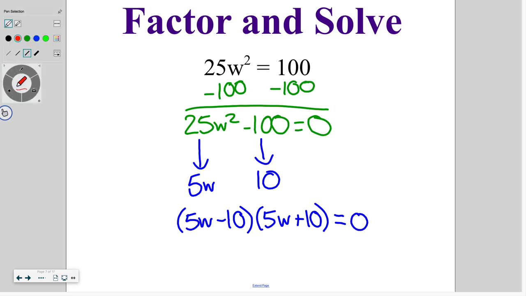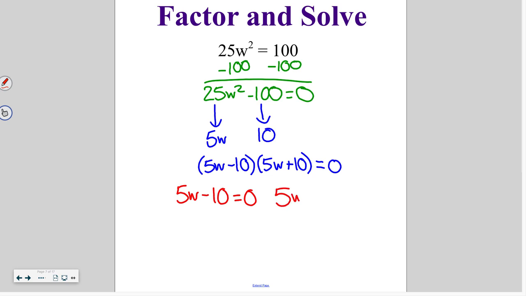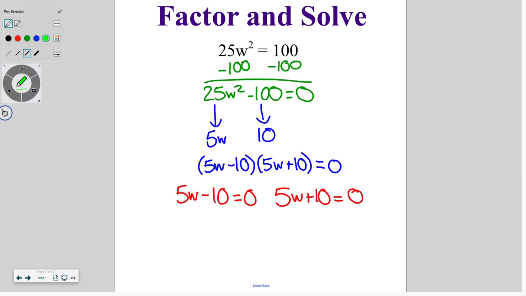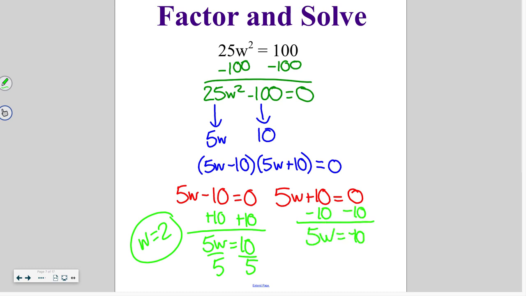Similar to section 3 and section 4 of this chapter, we're now going to set each piece equal to 0. So 5w minus 10 equals 0, 5w plus 10 is equal to 0. Solving both of those, for the first one, I'm going to add 10 to both sides. So I have 5w is equal to 10, and divide by 5, giving me a first answer of w is equal to 2. On the other side, starting by subtracting 10, so 5w is equal to negative 10. Dividing by 5, I get w is equal to negative 2.